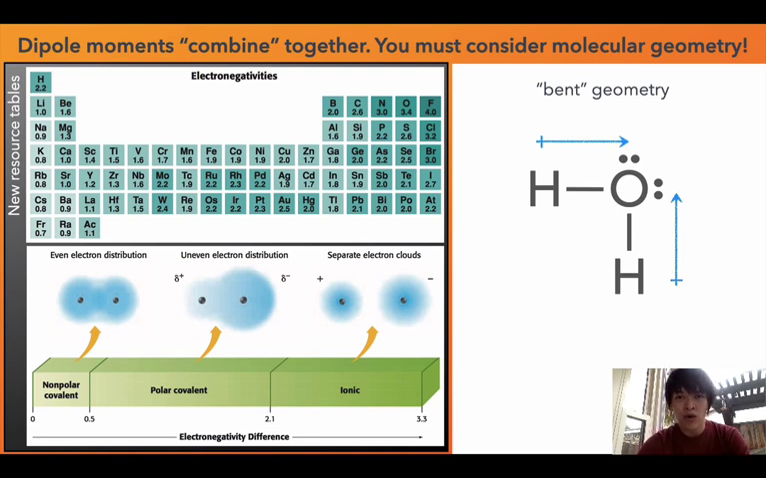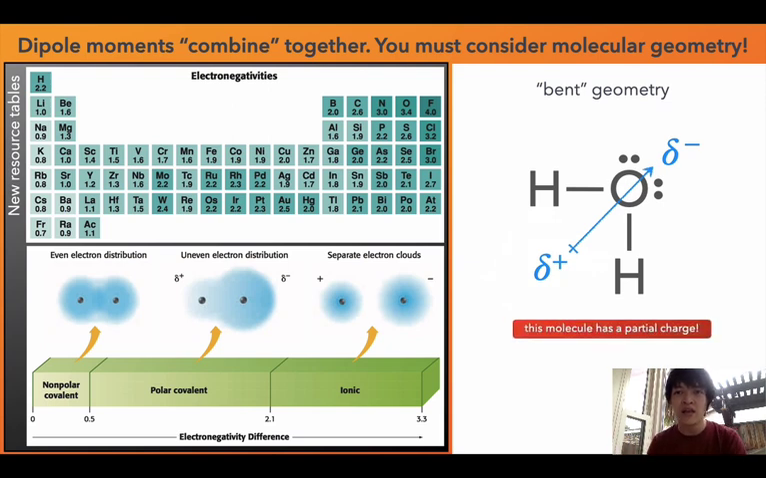It's more electronegative than hydrogen. Here is where we combine the arrows. These arrows will add together to be like this instead, since it's generally pointing towards the oxygen. That means the oxygen side will be partially negative, and the hydrogen side on the other end will be partially positive. That means this molecule has a dipole, which means that it has a positive pole and a negative pole. In other words, this molecule has a partial charge.